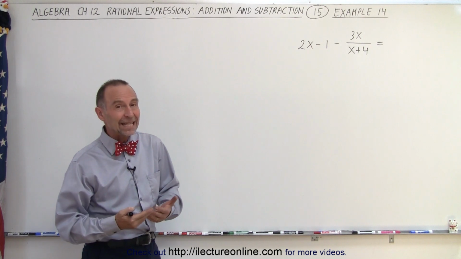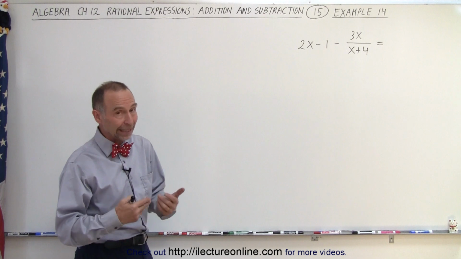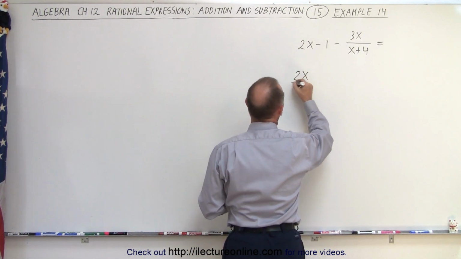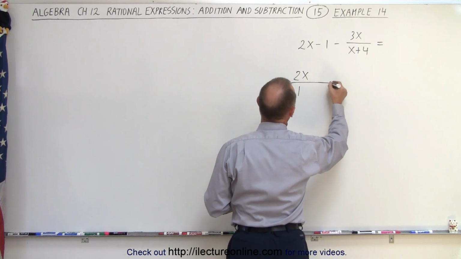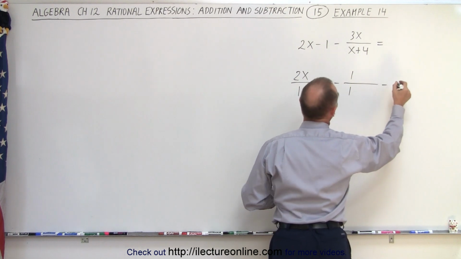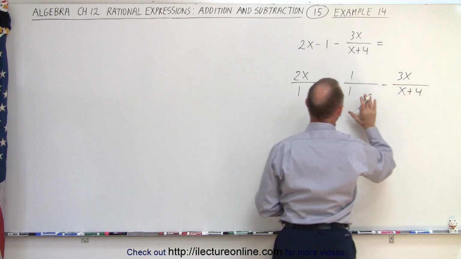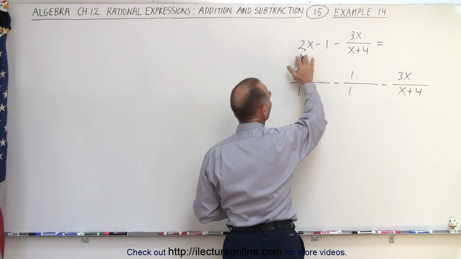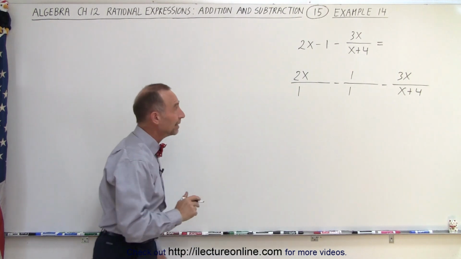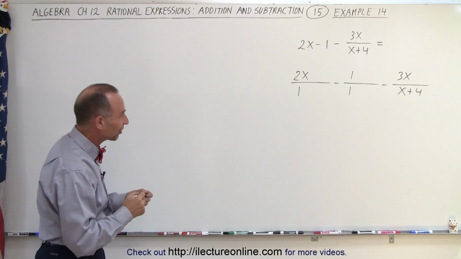Well, notice that any expression can be written as a rational expression by writing it over the denominator being equal to 1. In other words, this can be written as 2x over 1, minus 1 over 1, minus 3x over x plus 4. So the only thing I've done is written these two terms over 1 and extend a little bit because, again, we're going to try and make all denominators common.